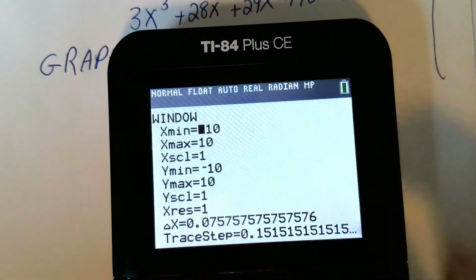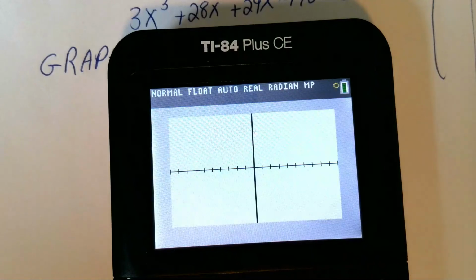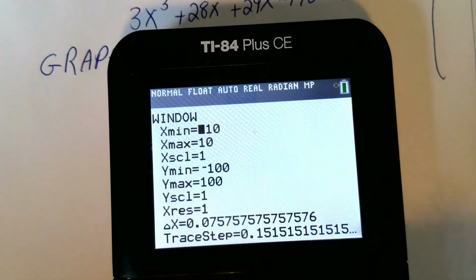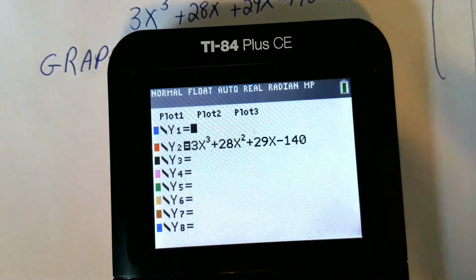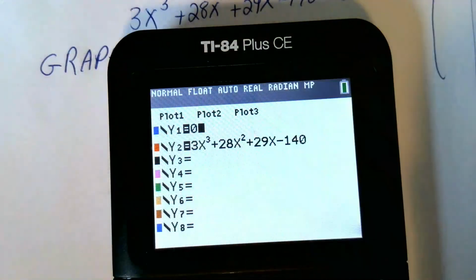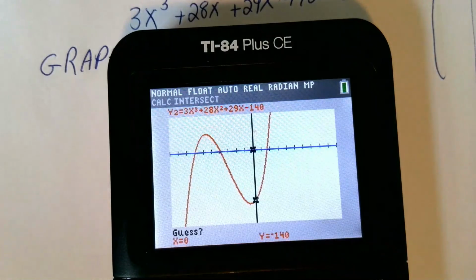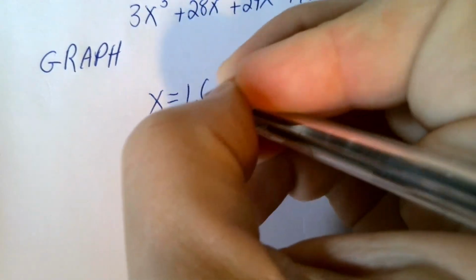To get a bigger picture of this, I could change my y's. Let's make this negative 100 and make the y max 100, and then you can see that's closer. Remember, my y-intercept is supposed to be negative 140, so I'm going to make this negative 200, and graph. Look at that, such a beautiful picture. Let's find out where y equals 0. I hit graph. So, second trace, number 5, enter. The first one is at 1.6 repeating. So I know that x equals 1.6 repeating.